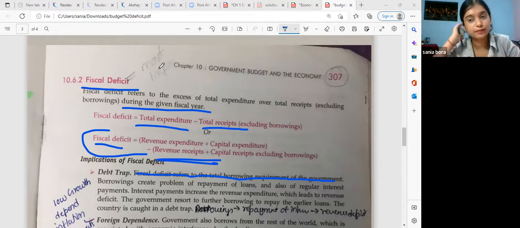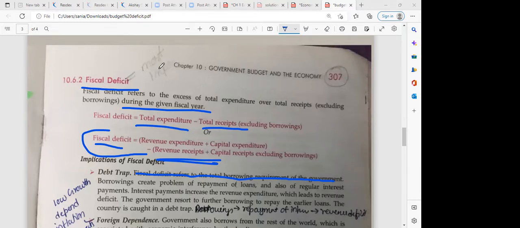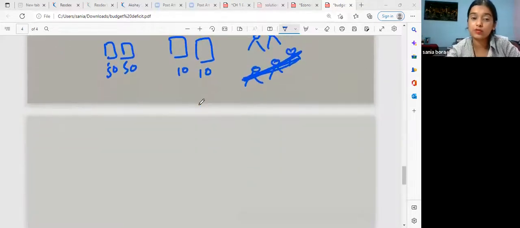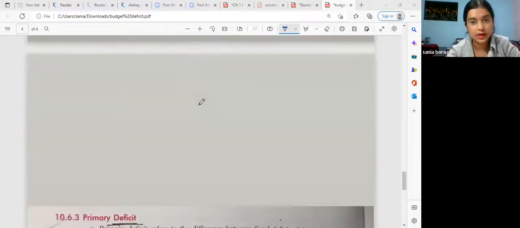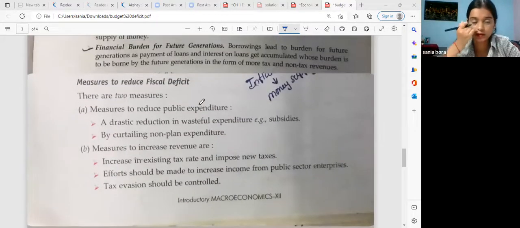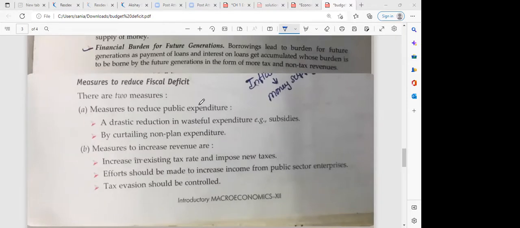Done, guys? Yes. Okay, any query? No? No, ma'am. So basically we are done with two deficits. Day after tomorrow, we'll be doing the primary deficit. And then after that, the numerical portion, and then I'll take the test. Okay? Yes, ma'am. Clear?